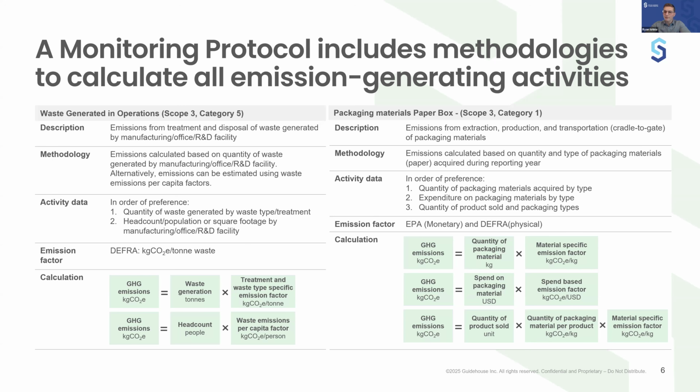You'll want to repeat this for every single category, and even for those that you did not calculate, you'll want to provide some documentation explaining why you did not calculate that portion and justifying it.